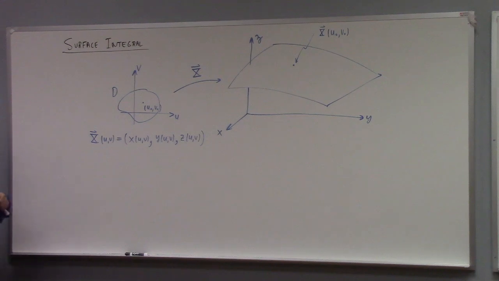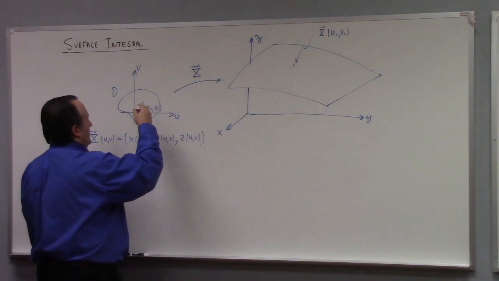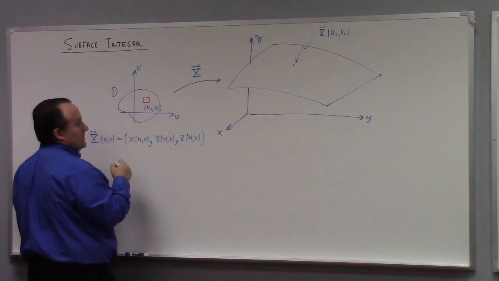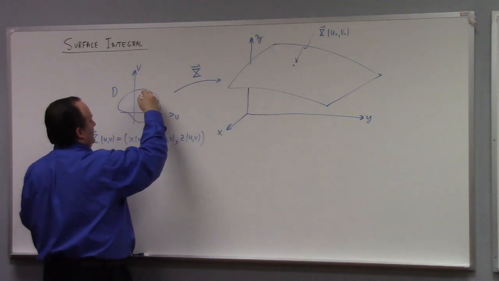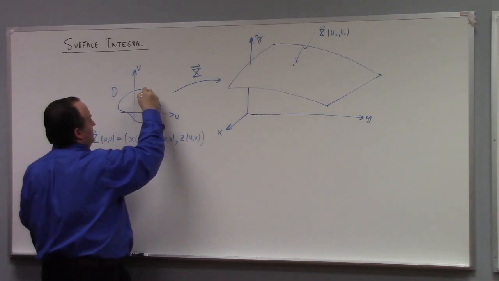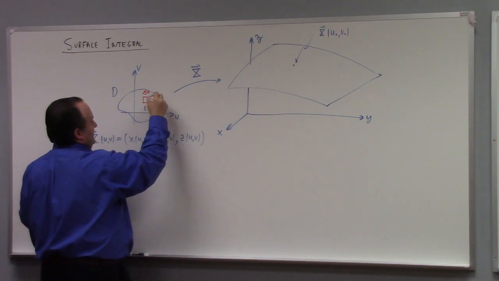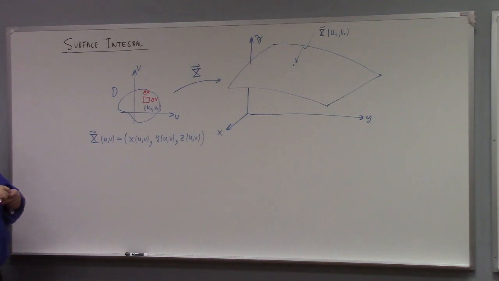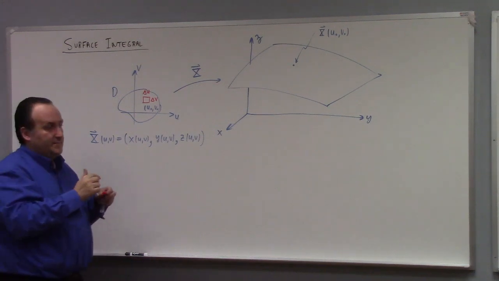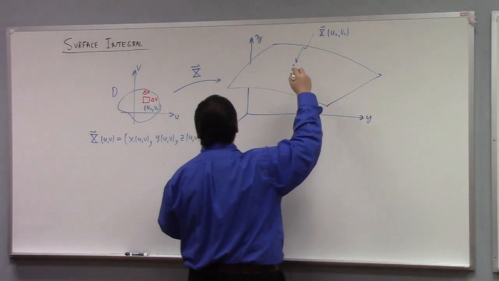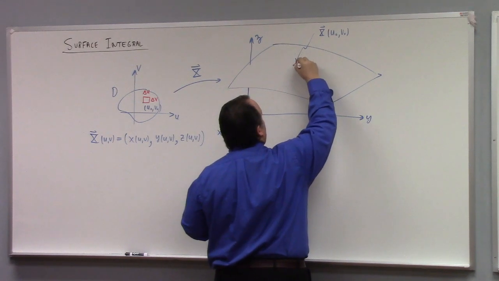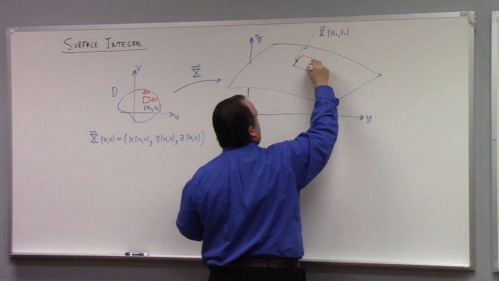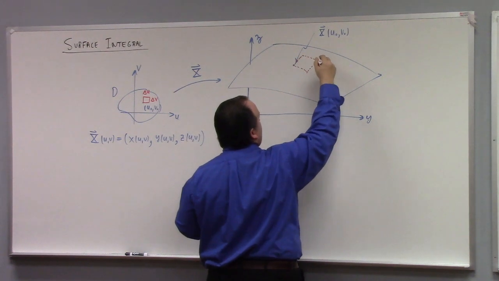So we can look at a little square here, right? Which would have delta U for the side and a delta V for the other, a delta U, delta V square, and see what that maps to. What is it going to map to? It's going to map to, up here, some sort of little curvy patch, right?